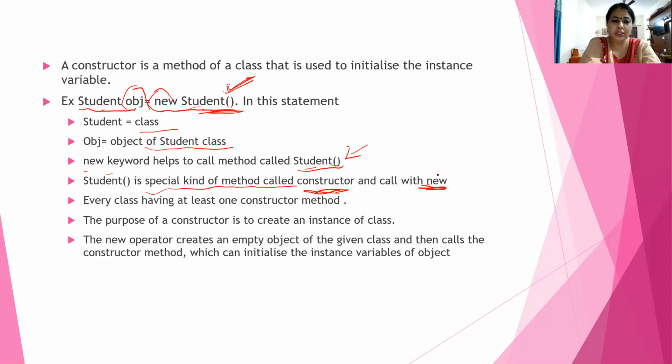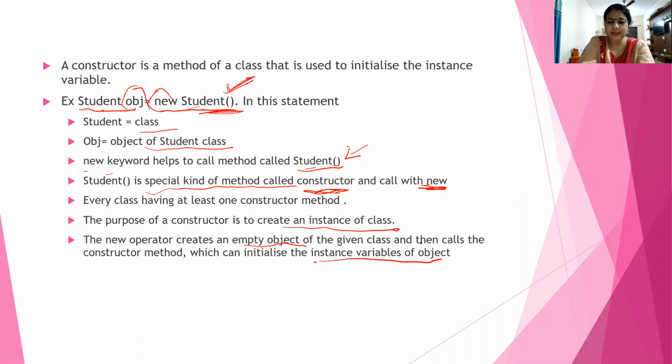The purpose of the constructor is to create an instance of the class. The new operator creates an empty object of the given class and then calls the constructor method, which initializes the instance variables of the object. Now you understood, the constructor is a method, and its aim is to create the object and initialize its data members with certain values.